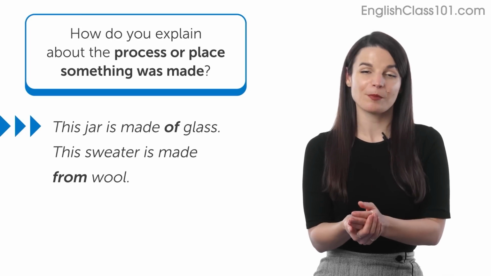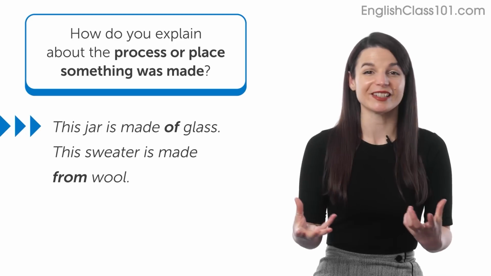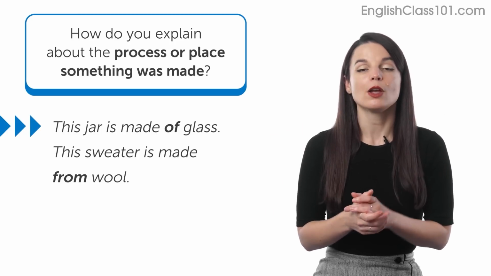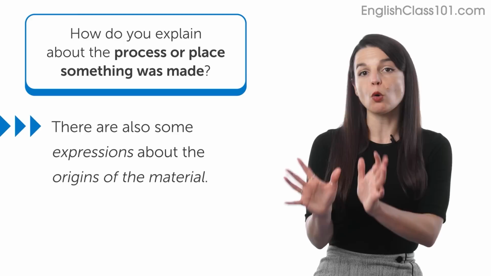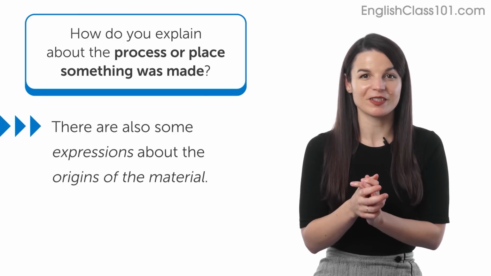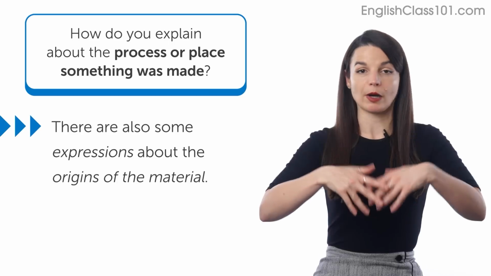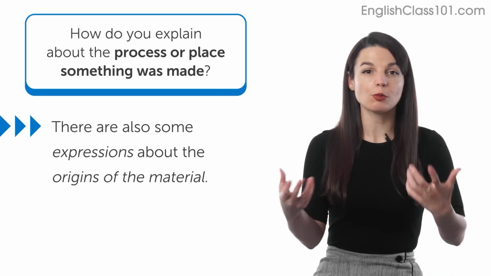So to go to the other part of your question, what are some other common expressions that we use to talk about materials and what things are made of? We also have some expressions about the origin of the material. So that means, where did that material come from? So maybe if you have wool, or maybe if you're talking about wine, where did the grapes come from? And so on. How do we express that?